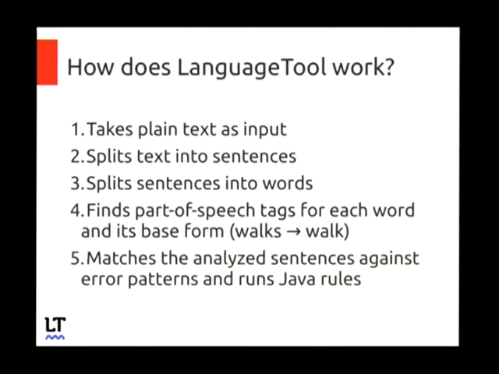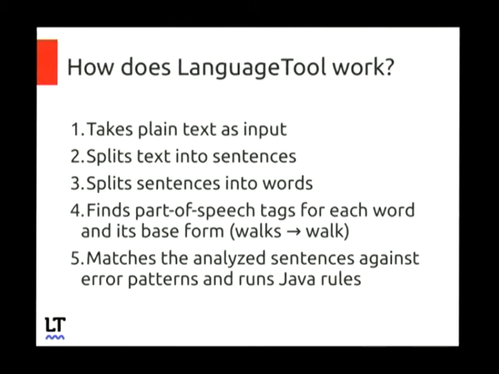Now, how does this work internally? LanguageTool takes plain text as input. It then finds the sentences in this text, and in these sentences, it finds the words. And for each word, it analyzes the word. For example, it finds its base form. For "walks", you will get the base form "walk", for example. And you will also find the part of speech tag for each word, which can be ambiguous. For example, in the case of "walks", it can be a plural noun, or it can also be a third person singular verb.